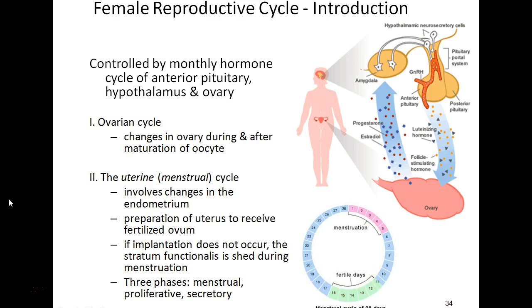By the way, before we move on to the slide showing the hormonal changes, it's noteworthy that the menstrual cycle involves changes in the endometrium. As discussed earlier, we're going to have tissues that slough off and move away. But of course, before that menstruation occurs, the uterus is theoretically preparing to receive the fertilized ovum. If that fertilization does not occur, and if implantation does not occur, then the stratum functionalis is shed during menstruation.